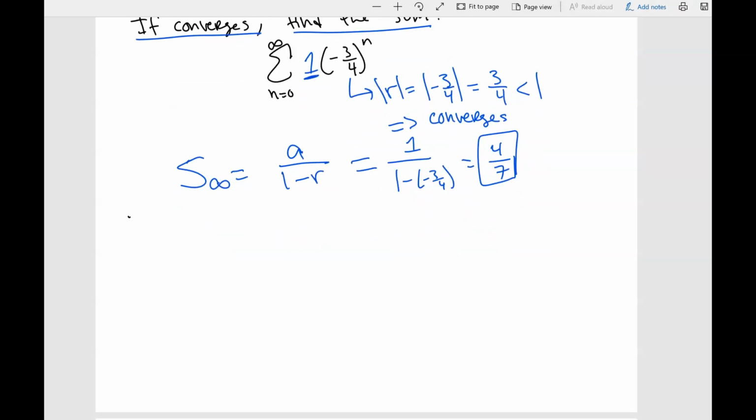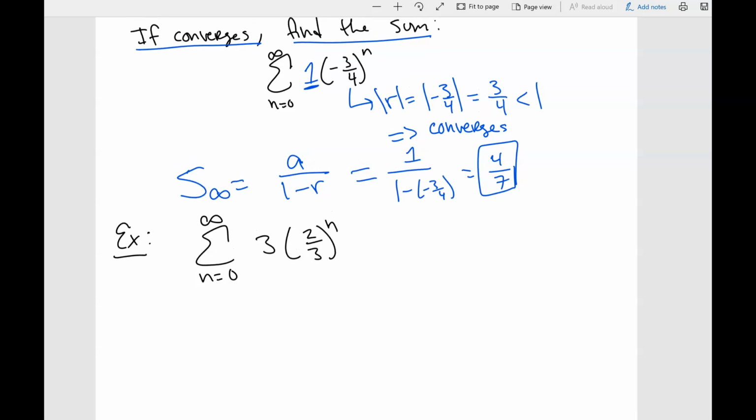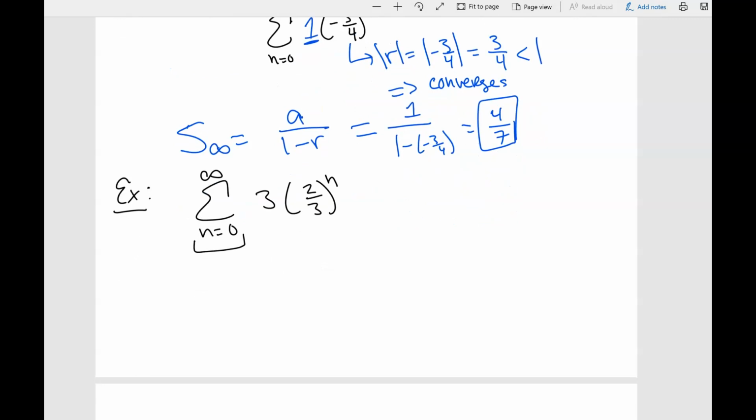So let's just do another one. Same concept, just a different series. Okay, so you see that this is in form number 2 still because it starts at n equals 0. Okay, so we see that our value of r is going to be 2/3, and 2/3 is less than 1, which we know that this is going to converge.